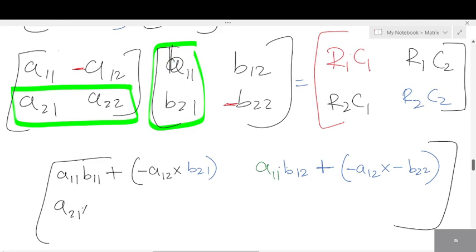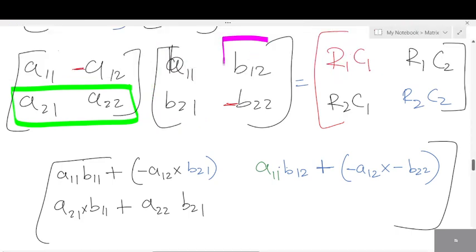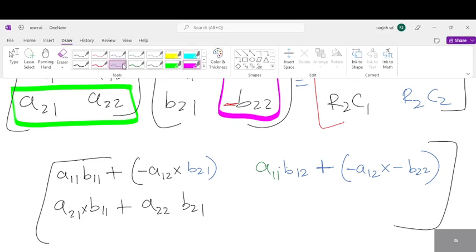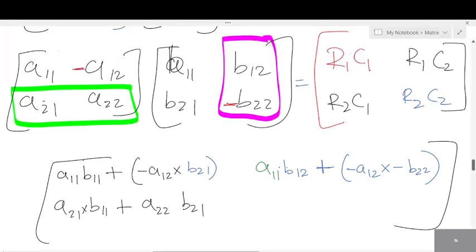A22 into B plus B21. Next. Same. Second row. Go back to the second matrix. First, second column. What do you get? Minus A12. Second row, second column. A21 into B12. Next. Plus, in bracket, what do you get? A22 into minus B22.